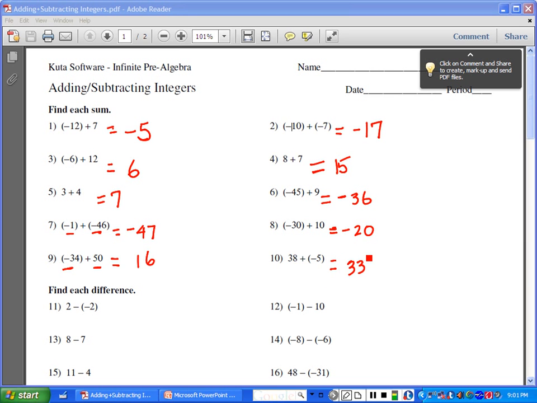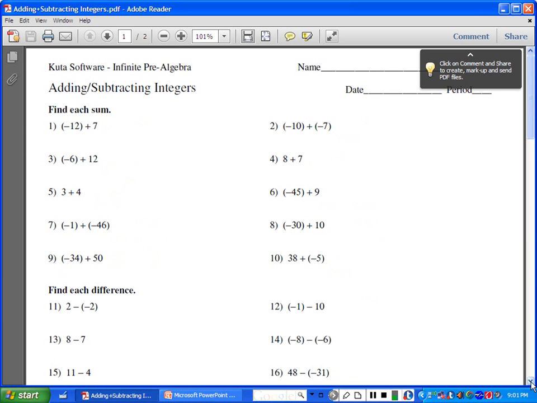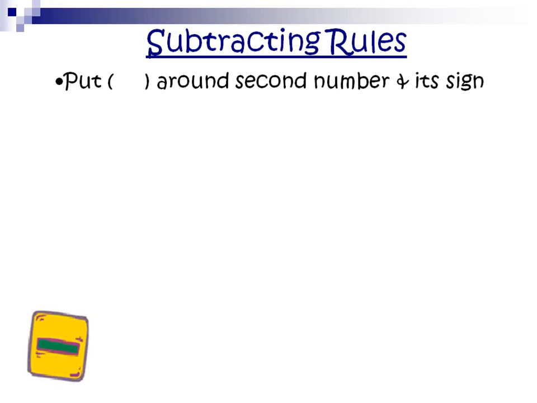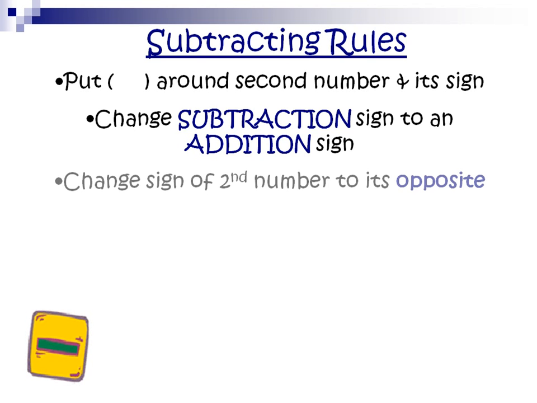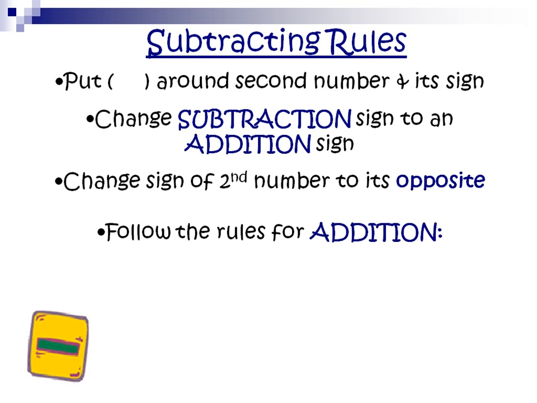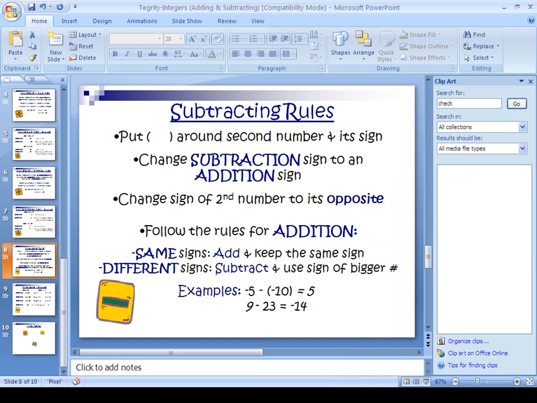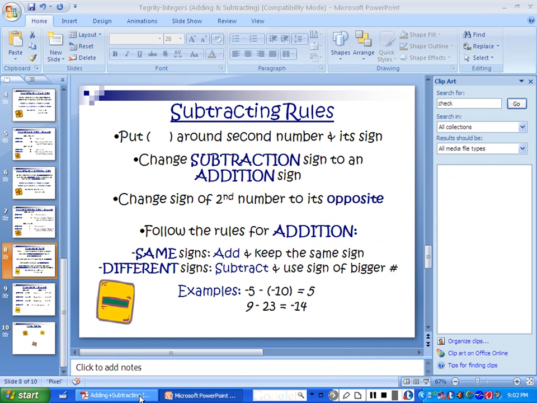Now, let's go down to number 11, which states, find each difference. Put parentheses around the second number and its sign. Change the subtraction sign to an addition sign. Change the sign of the second number to its opposite. And follow the rules for addition. Okay, let's get started.